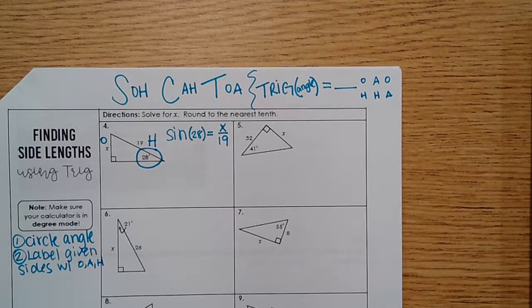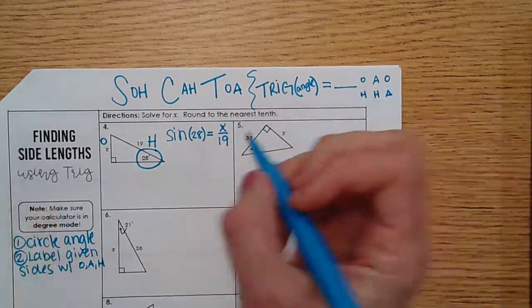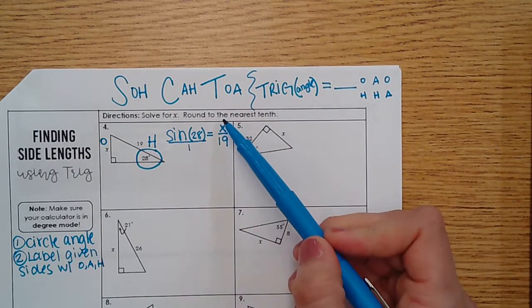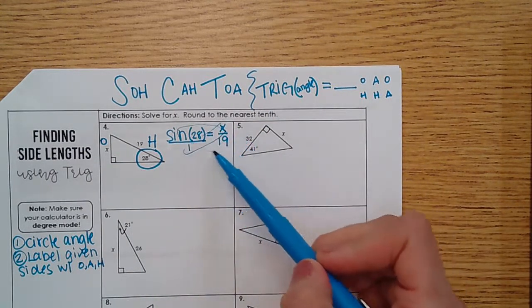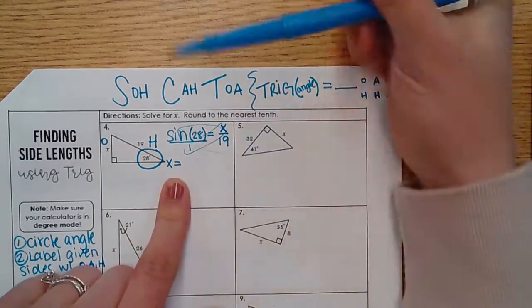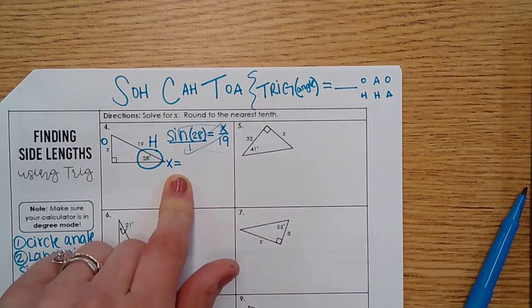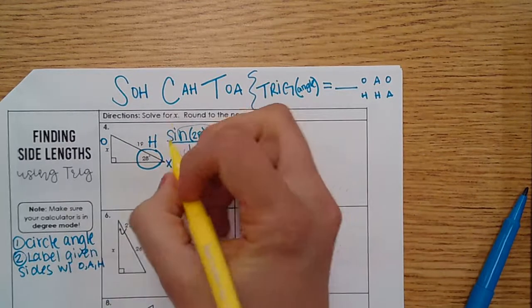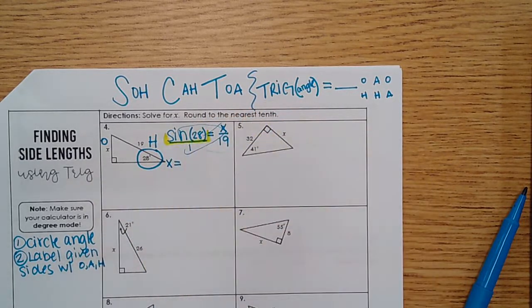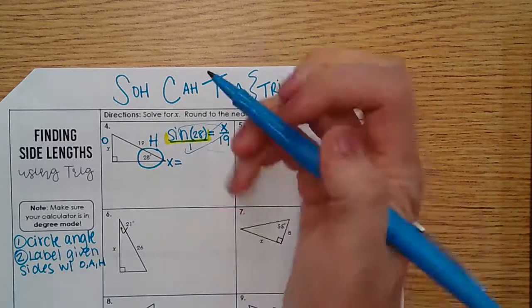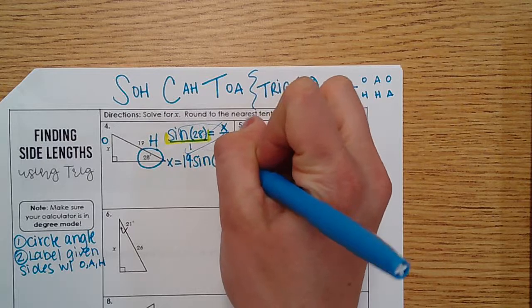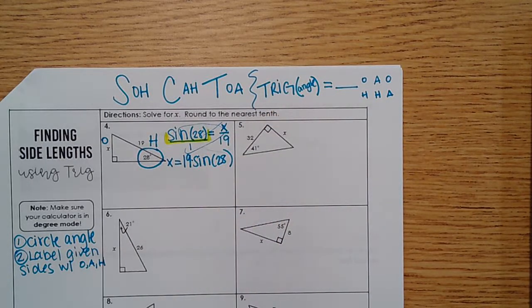From here, we're just going to multiply. We're going to solve for X. Now you can look at this as it is over 1. So just like last chapter, we're going to cross multiply. X times 1 gives me X all by itself. Now I'm multiplying the sine of 28 times 19. And the sine of 28 is not just 28, it's not just sine. These stay together. So I'm going to say 19 times the sine of 28 degrees. And that's exactly what X is.